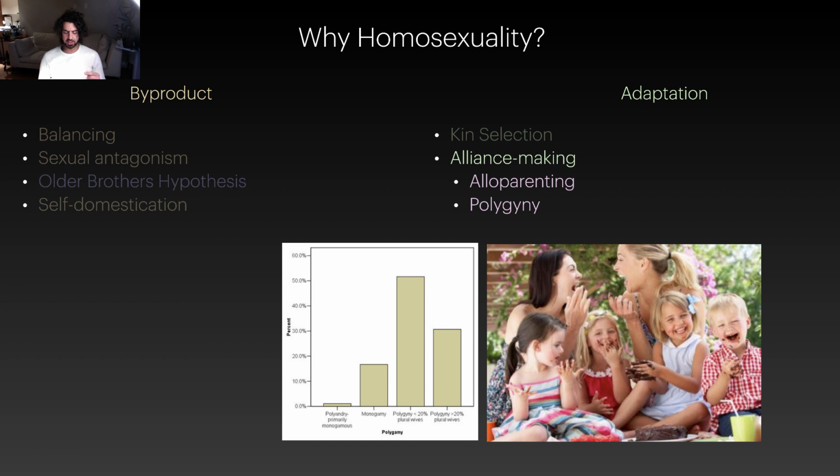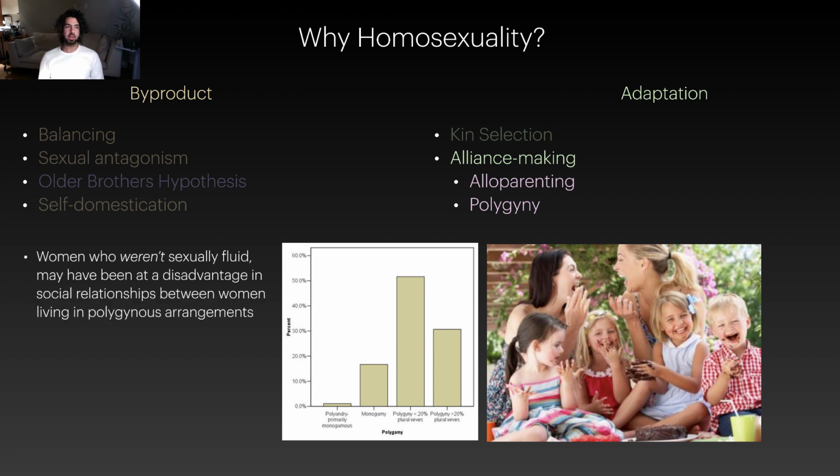The argument here is not so much that homosexual behavior was an adaptation. It's that being exclusively heterosexual was evolutionarily costly. It was maladaptive. Women who weren't sexually fluid may have been at a disadvantage in forming and maintaining social relationships between women in polygynous arrangements. They would not have that tool at their disposal for smoothing out relationships.